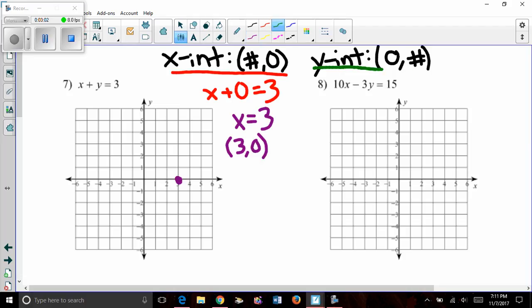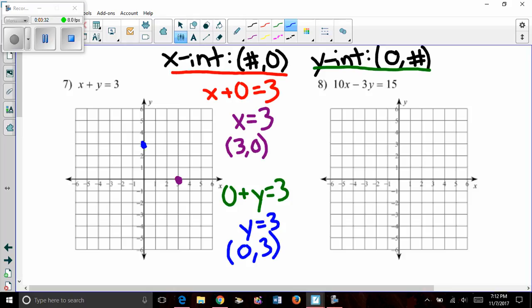Now for the y-intercept, I'm going to go back to the same equation. I don't need my x. X is 0 in the coordinate, so I'm going to make x 0 and then solve for y. And again, just like before, 0 plus y is y, so I get y equals 3 and get the coordinate 0, comma, 3. That point is right here. When I go to graph this line, all I got to do is connect my dots. Make sure you're going off the chart, and then arrows on the end.